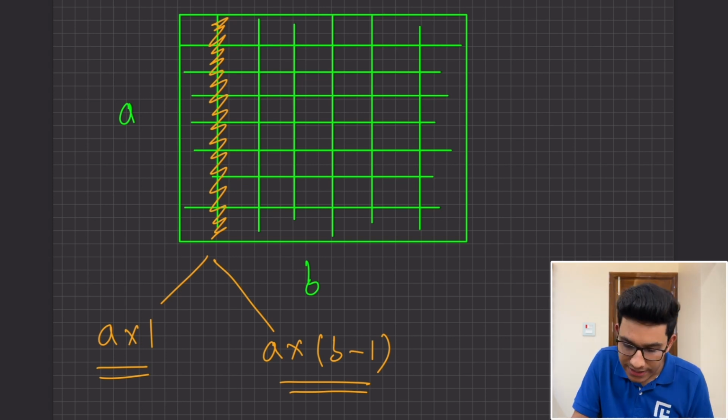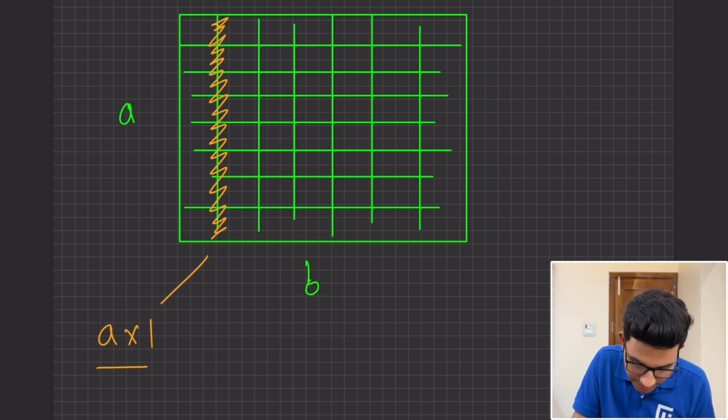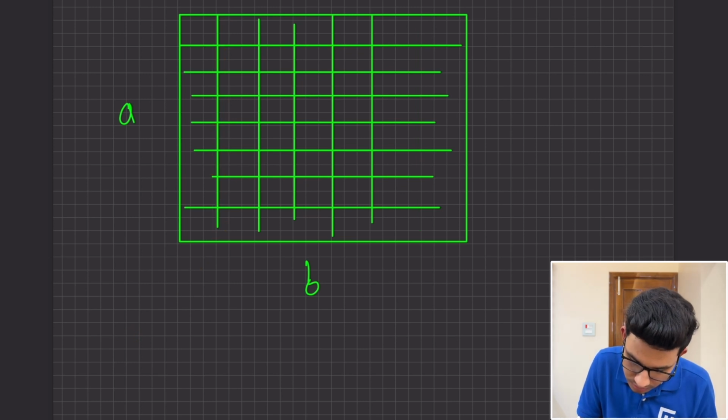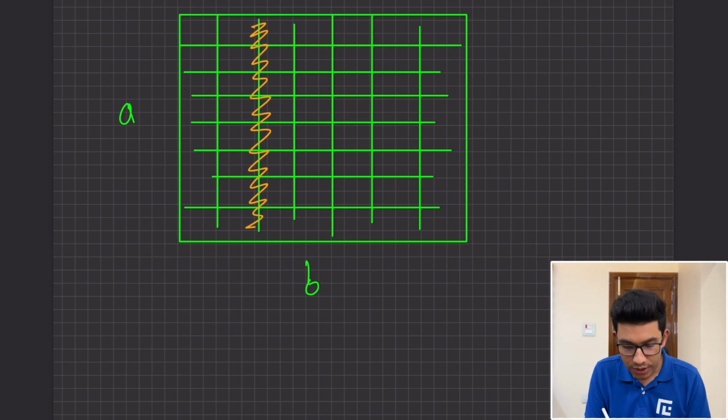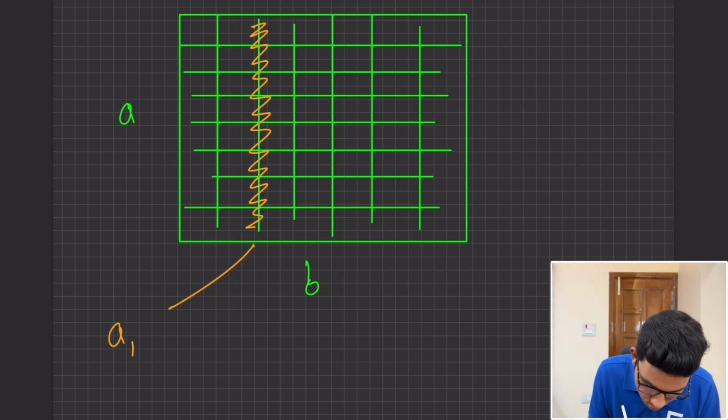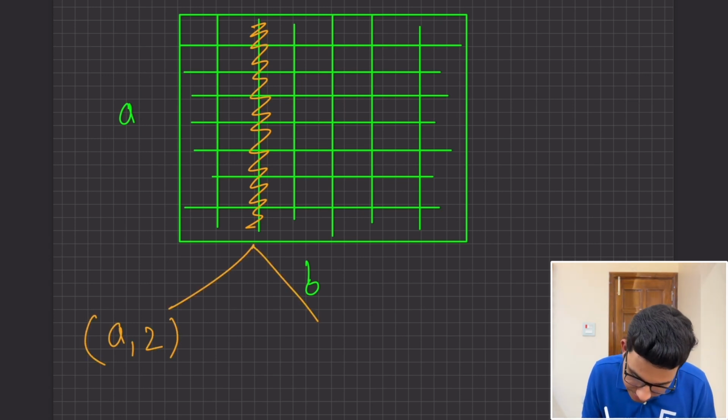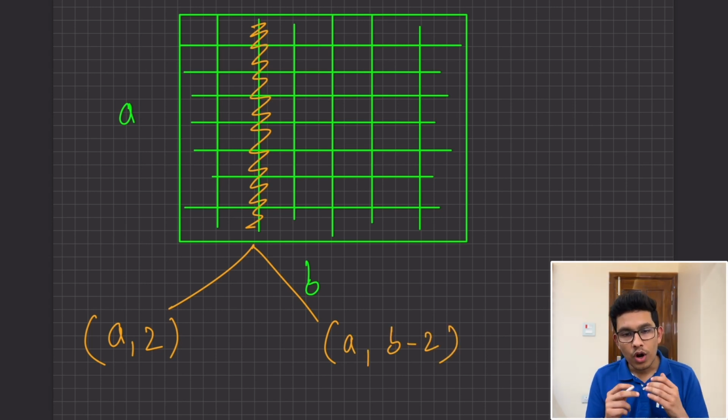Let's suppose instead of this, you made the cut here. What is this going to result in? This is going to result in something like A cross 2 and something like A cross B minus 2. Yes. What would we do now?